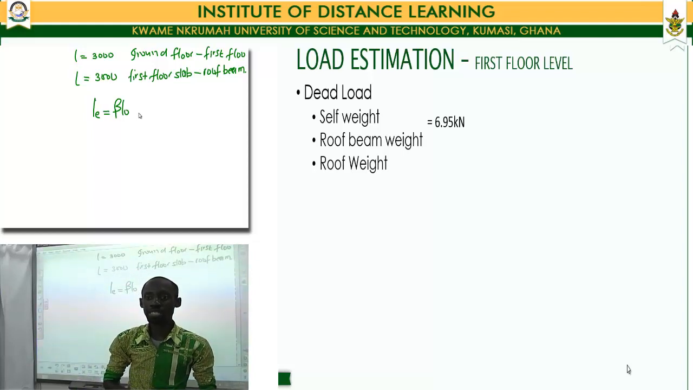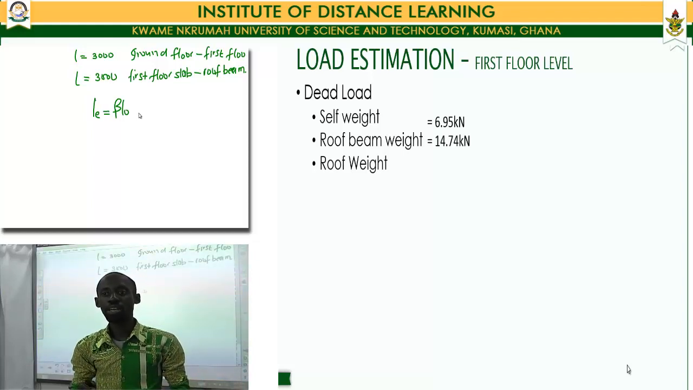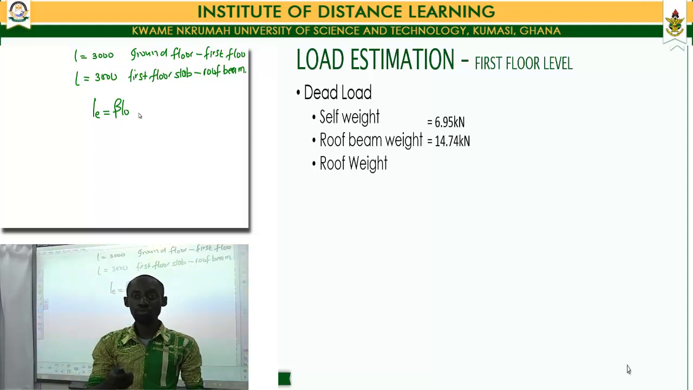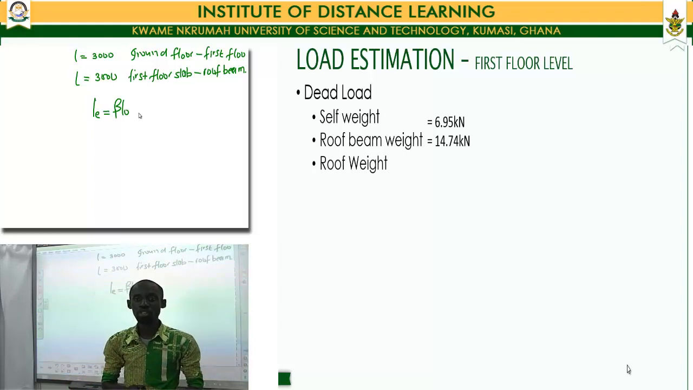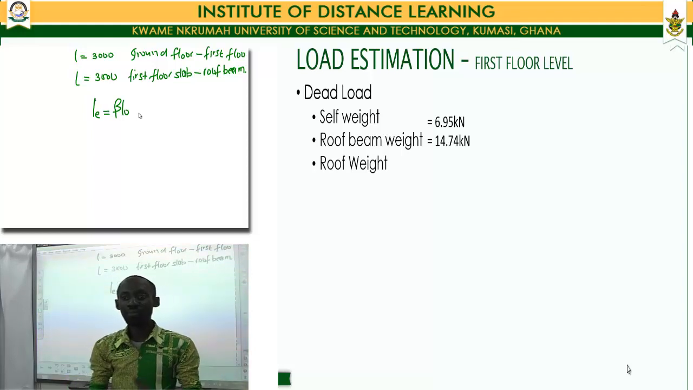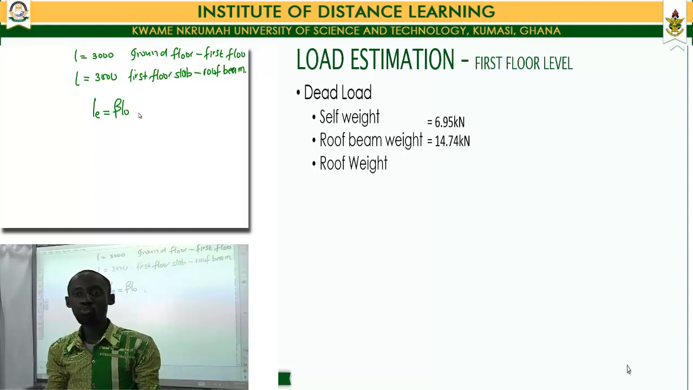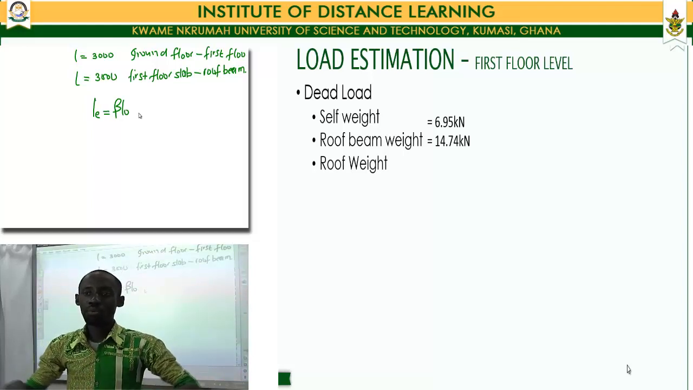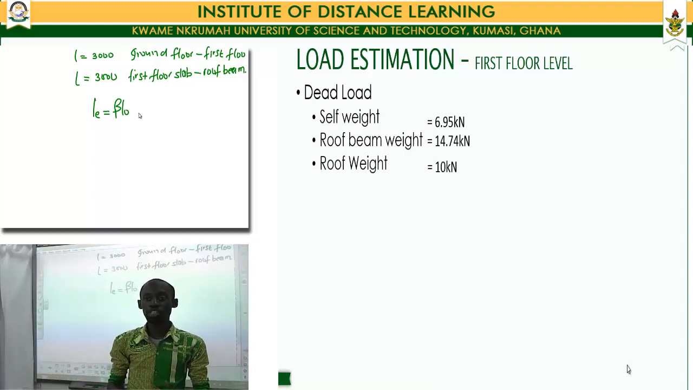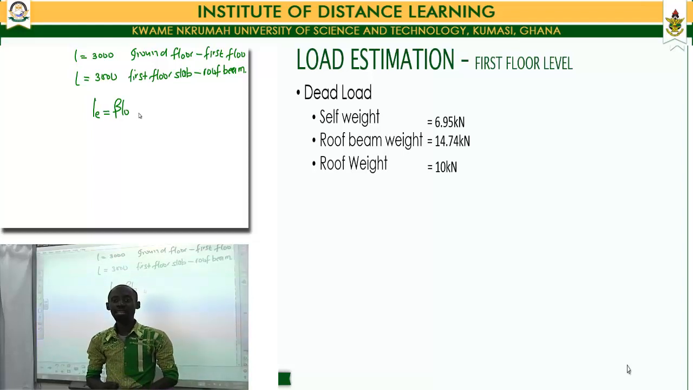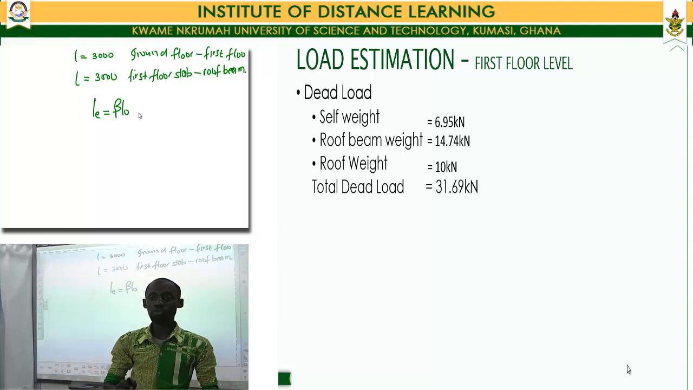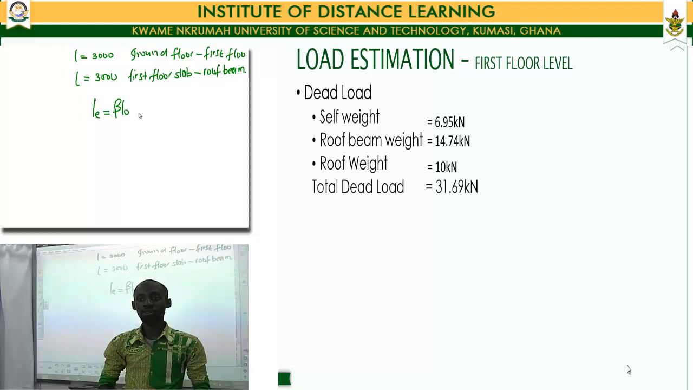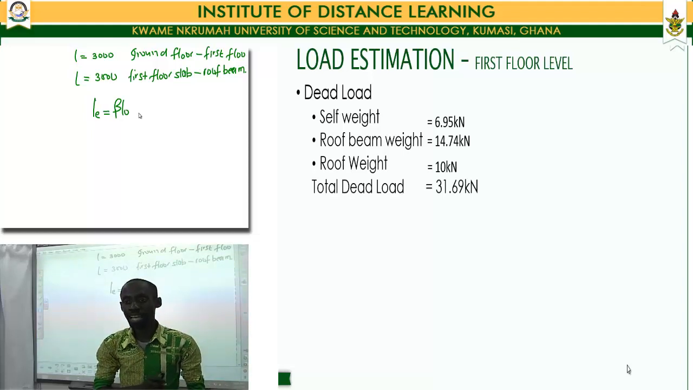A similar approach is adopted in calculating for the roof beam, and once that is done, we realize that the self-weight of our roof beam is equal to 40.74 kilonewtons. Then the roof load within the area which is being supported by our column is also estimated, and that gives us a value of 10 kilonewtons. Now adding all our dead loads together gives us a total dead load of 31.69 kilonewtons.